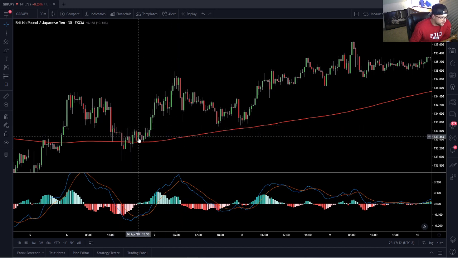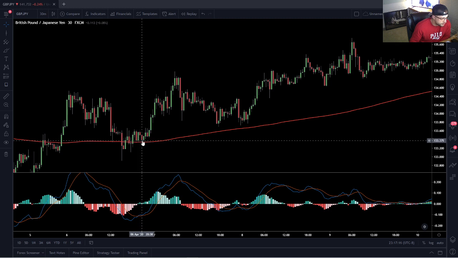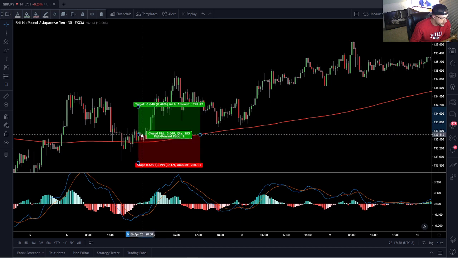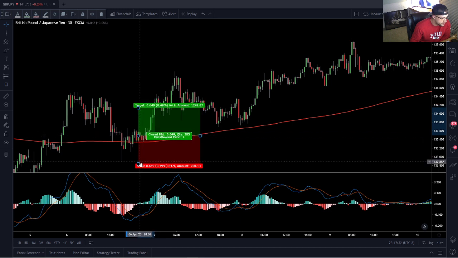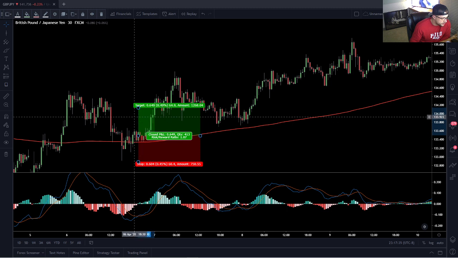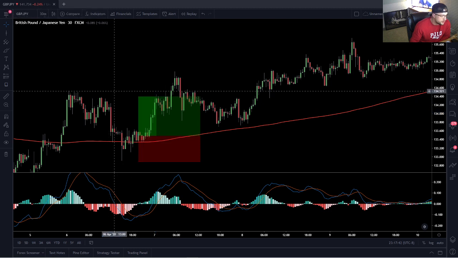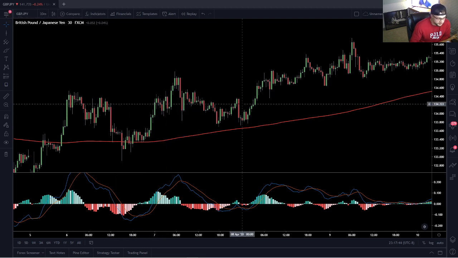Here, we got a cross here, and we are not below the 200 moving average. So our confirmation candle being this guy right here. Oh, that's bearish, so we'd enter on the bottom. Just below that wick, 1 to 1.5 is right there. Boom. Okay.